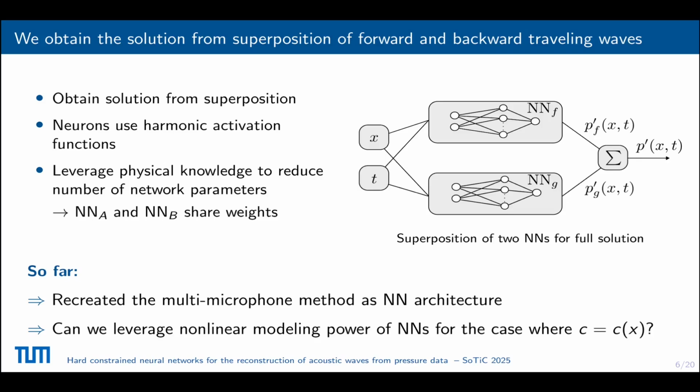Keep in mind, the neurons that we use here use a harmonic activation function, and we can leverage the physical knowledge that we have to reduce the number of network parameters. Because of course we know that for a given forwards traveling wave, the corresponding backwards traveling wave has the same spatial wave number k and the same temporal frequency omega. So these parameters can be shared between each neural network, NN forward and NN backwards, to reduce the amount of parameters that we actually need to train.